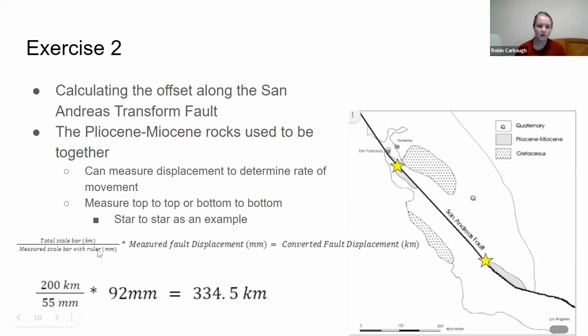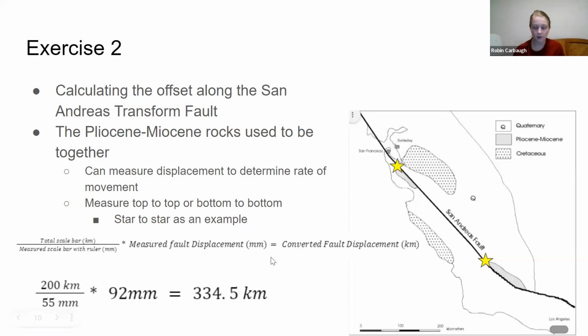And then this equation's the same one I gave you from exercise 1. You can measure the scale bar here, which gives a total of 200 kilometers. And then when I measured the scale bar on my screen, I got 55 millimeters. It'll probably be different for you, and that's okay. And then you can measure the fault displacement, which is star to star. When I did it, I got 92 millimeters. Yours might be a little different.